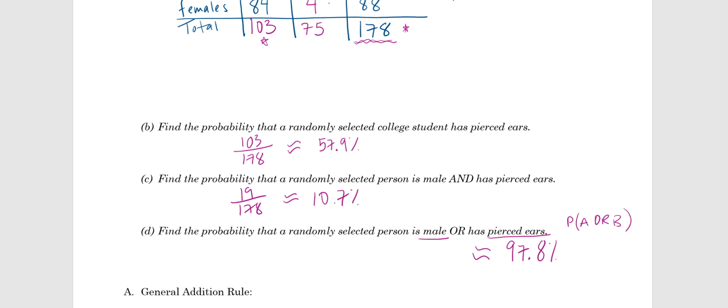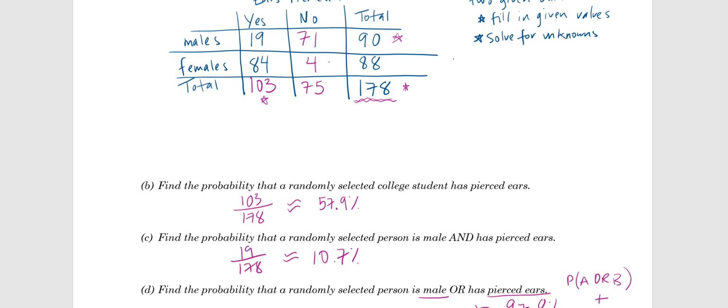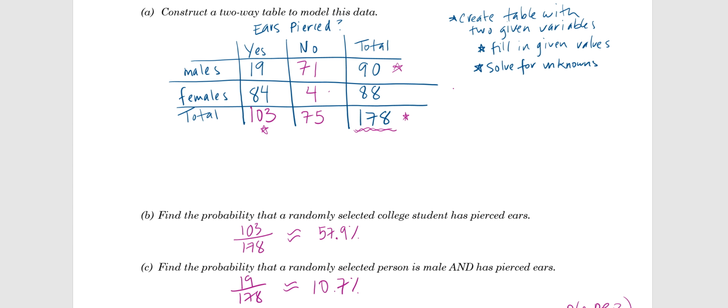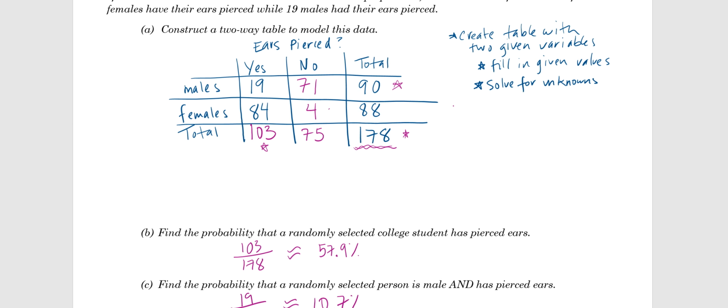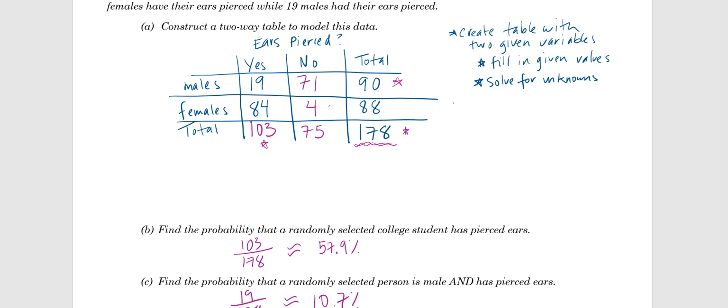To find that, we typically add the probability of event A plus the probability of event B. However, let's see what happens when we do that. They want the probability that a person selected is male or has pierced ears.